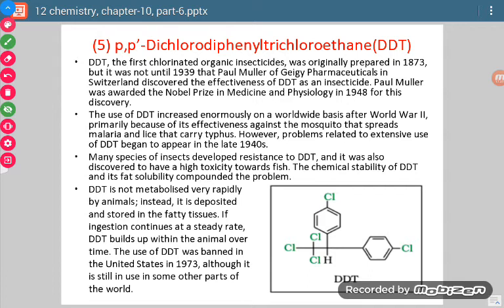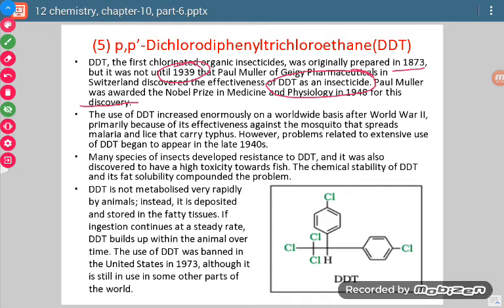Now see, DDT, the first chlorinated organic insecticide, was originally prepared in 1873, but it was not until 1939 that Paul Muller of Geigy Pharmaceuticals in Switzerland discovered the effectiveness of DDT as an insecticide. So till 1939 it was not considered an insecticide, but then a scientist discovered that it can be used as an insecticide. That scientist was awarded the Nobel Prize in Medicine in 1948 for his discovery.